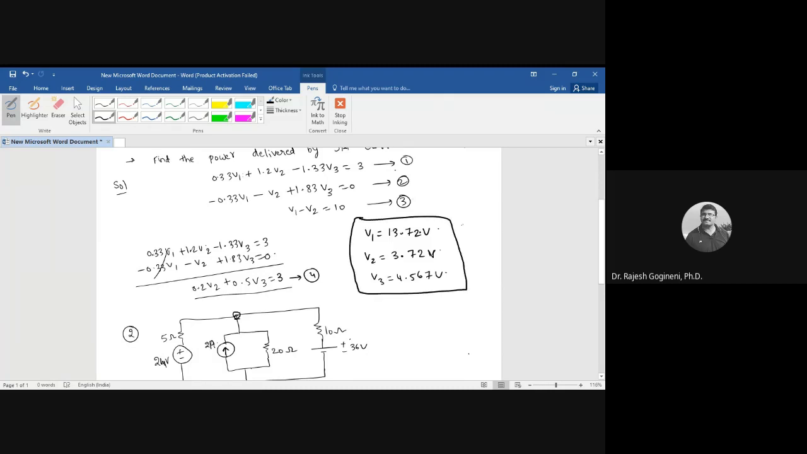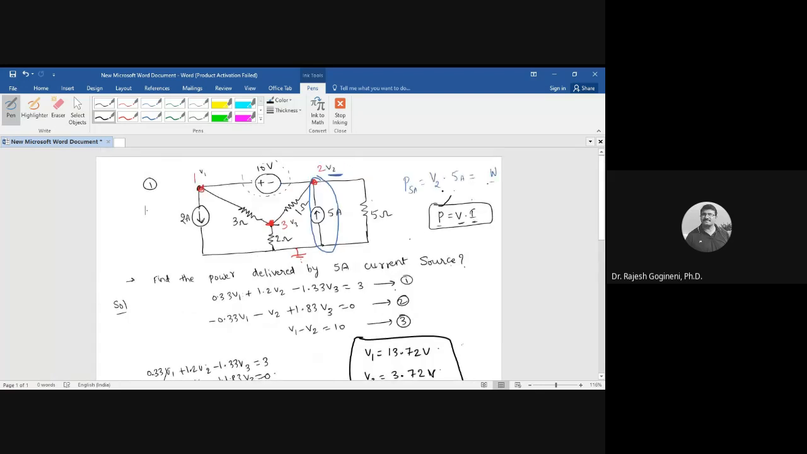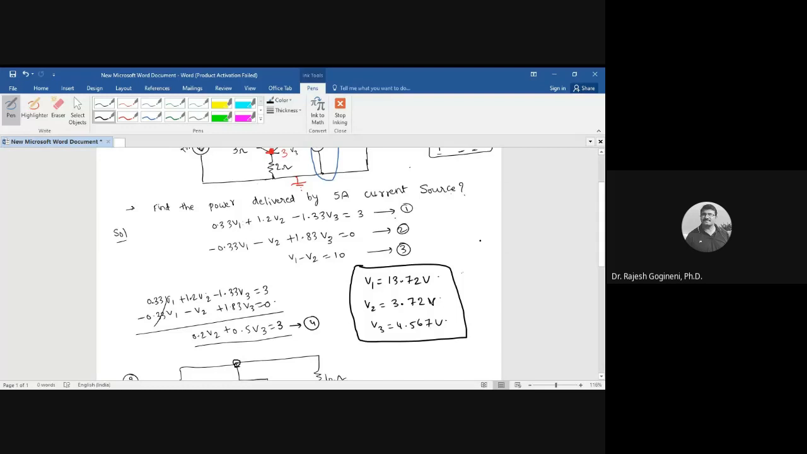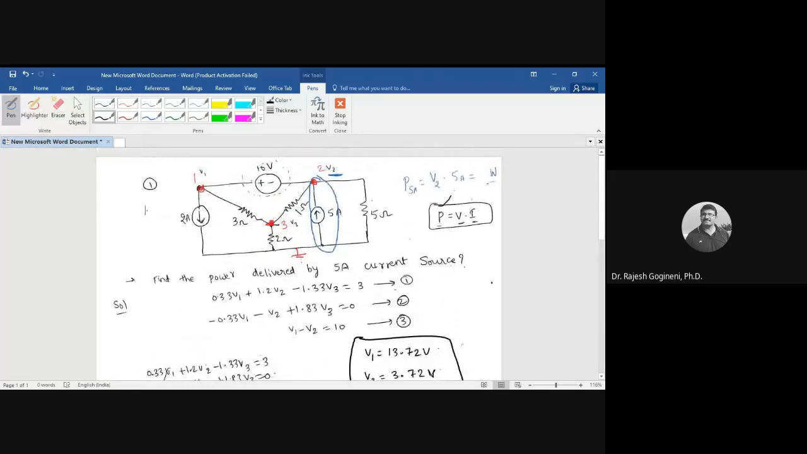What we have to find? We have to find the power delivered by the source. So V2 into 5 is the power delivered by the 5 ampere current source. V2 is 3.72, so 3.72 into 5 is 18.6. The answer, power delivered by the current source, is 18.6 watts. Okay.